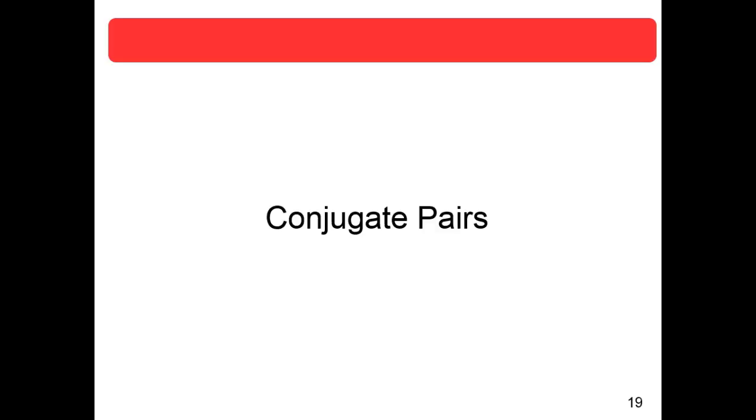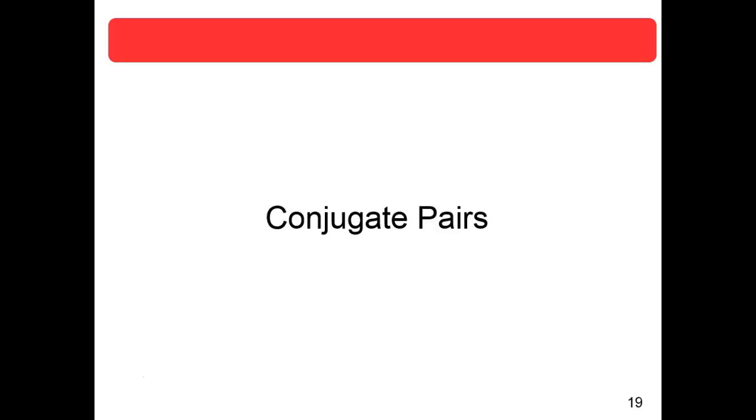I don't know if you remember this, but back when you did irrational numbers, things with square roots in them, it's miserable to divide by a square root. So what we did, if you had a square root in the denominator, was multiply by the conjugate pair, numerator and denominator, and then you have a real denominator. Really nice.